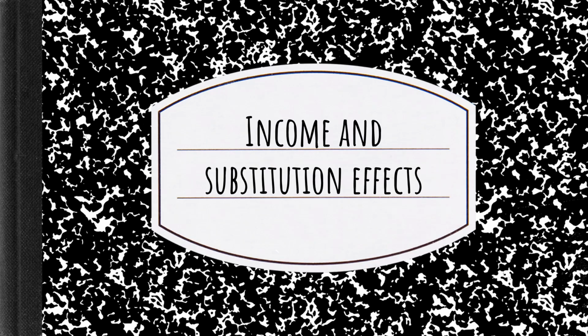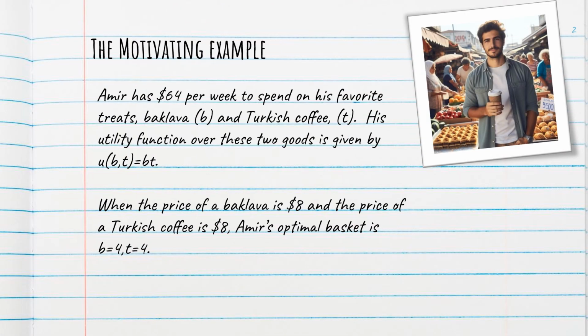In this video, we're going to learn how to compute the income and substitution effects. Amir has $64 per week to spend on his favorite treats, baklava and Turkish coffee. His utility function over these two goods is given by B times T, where B is baklava and T is Turkish coffee. When the price of a baklava is $8 and the price of a Turkish coffee is $8, Amir's optimal basket is B equals 4 and T equals 4.